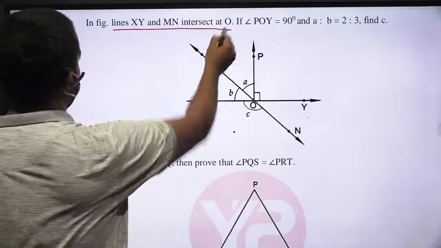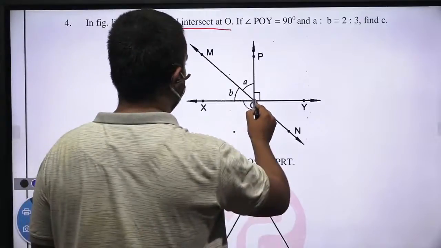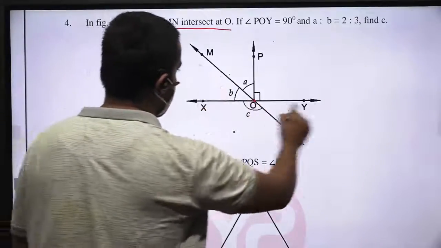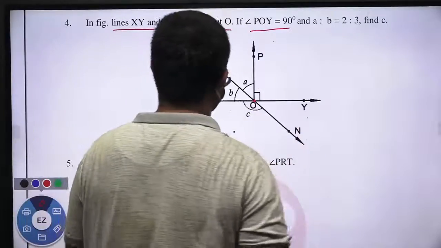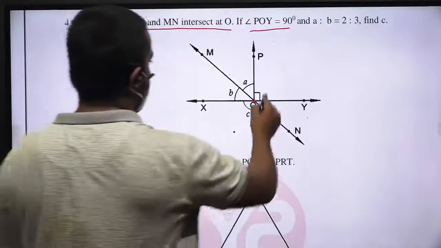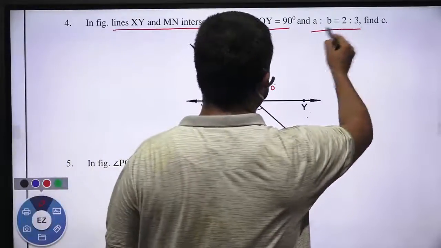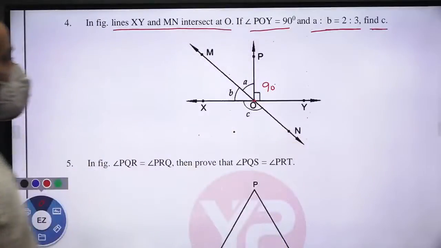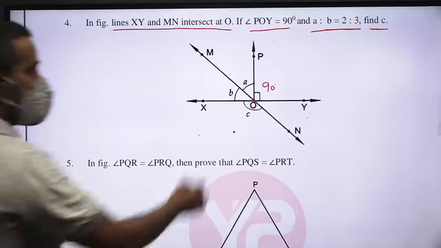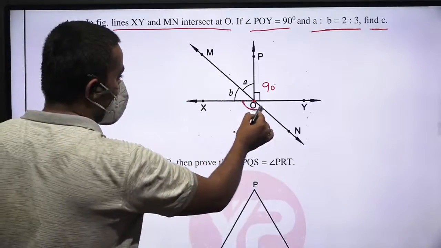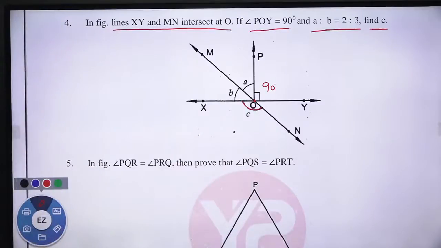Lines XY and MN intersect at O. This XY and this MN intersect at O. Angle POY is equal to 90. A is to B is 2 is to 3. Find C. So we have to find this angle, that is the C angle. That is, I will say, NOX or XON. We have to find this angle now.